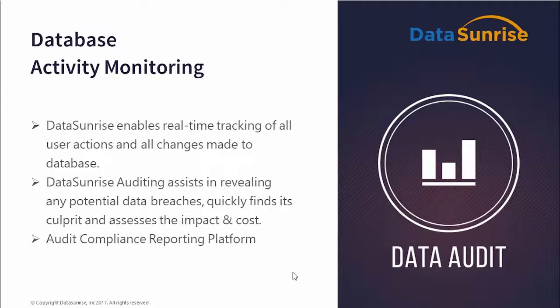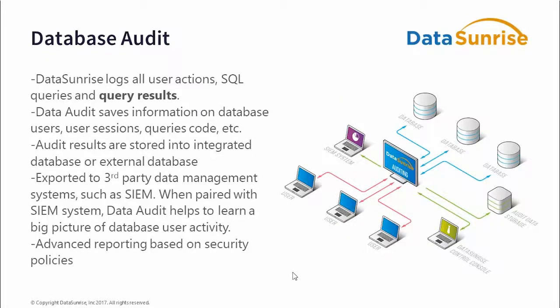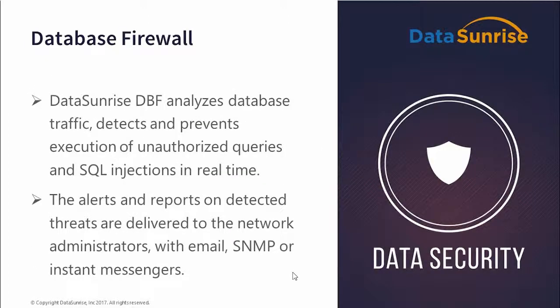We divide database security into passive and active security. Database activity monitoring is so-called passive security. It enables you to know who and when accessed the database without actively preventing or blocking the activities. DataSunrise collects information about all queries addressed to the database and the query results. The audit data can be exported to an external SIEM system with syslog.